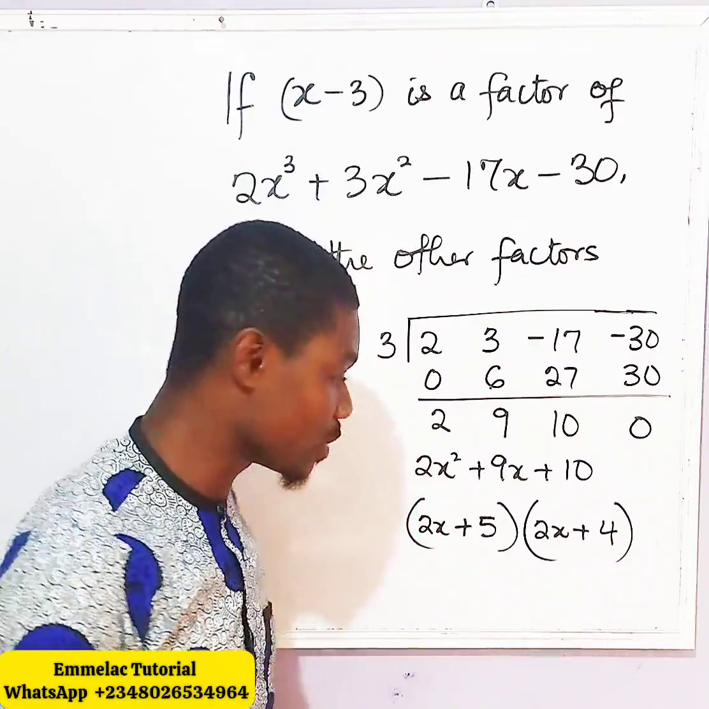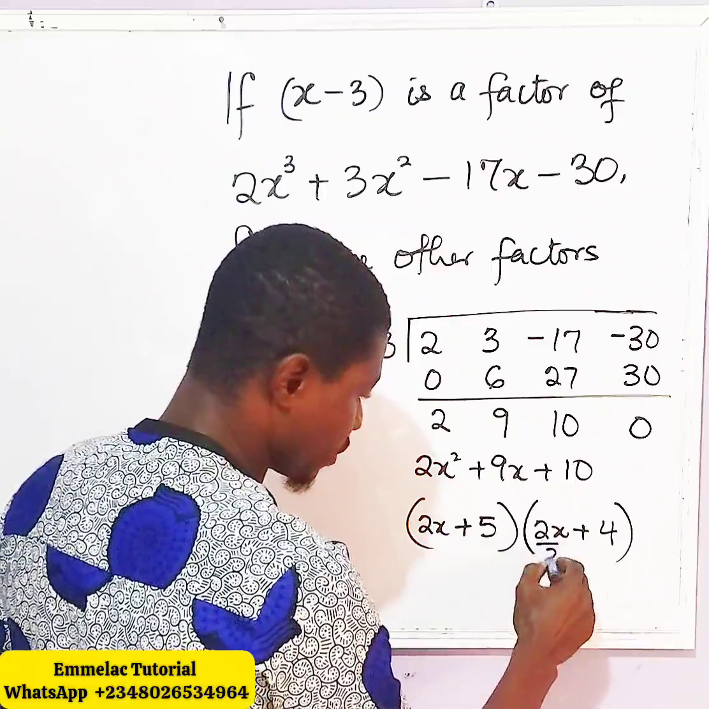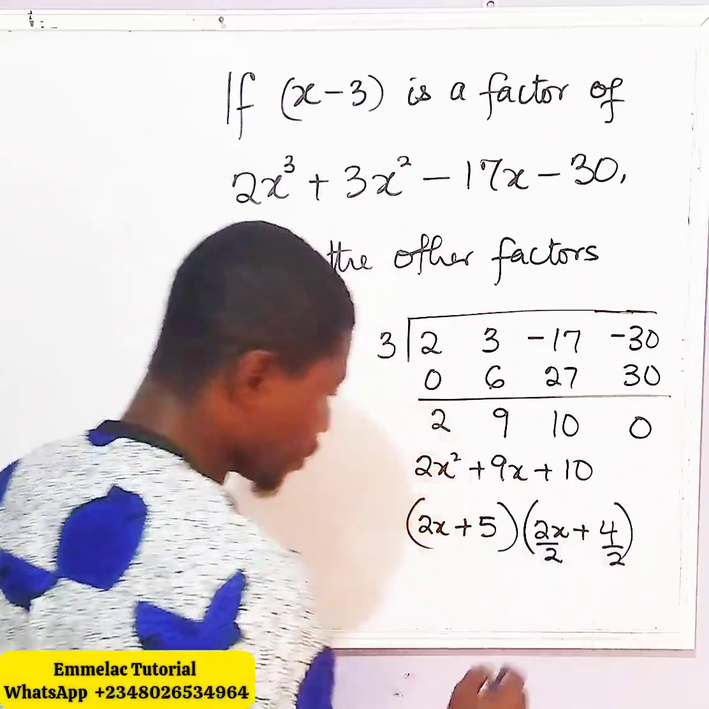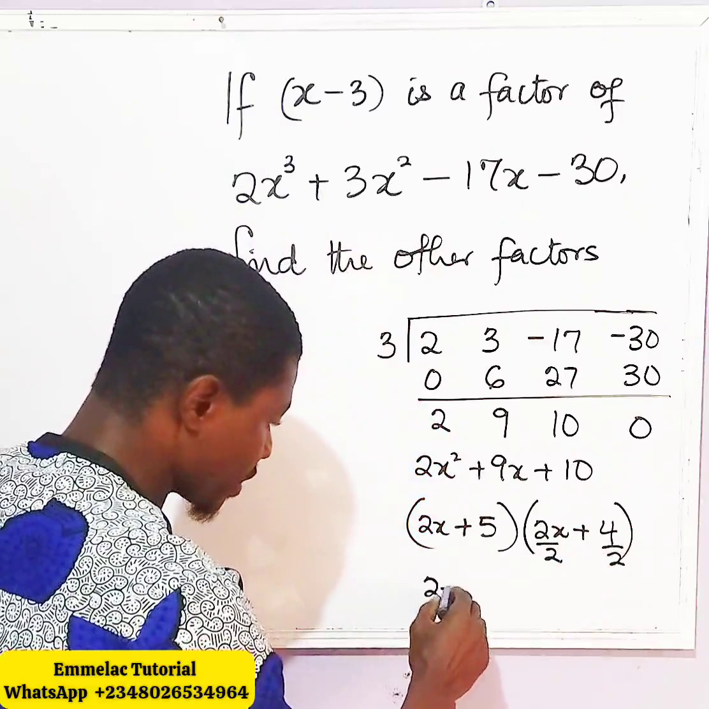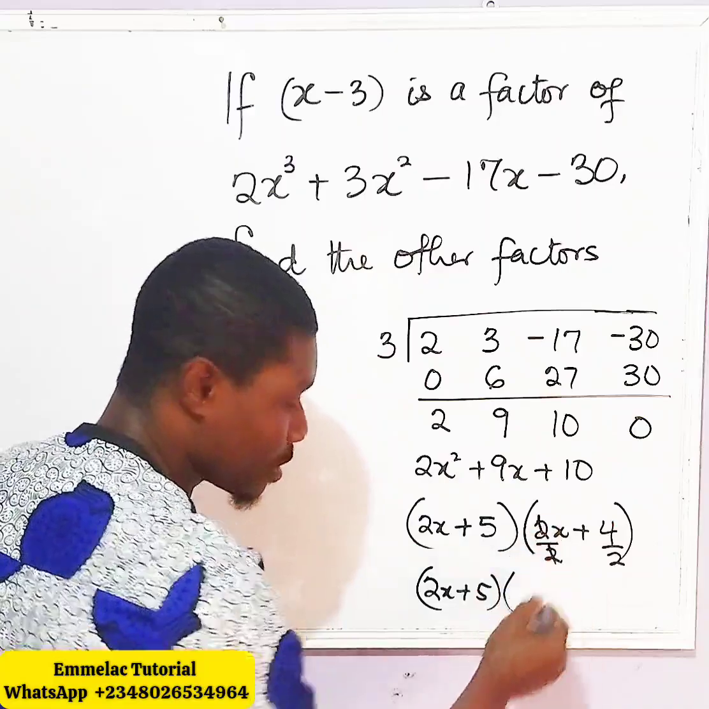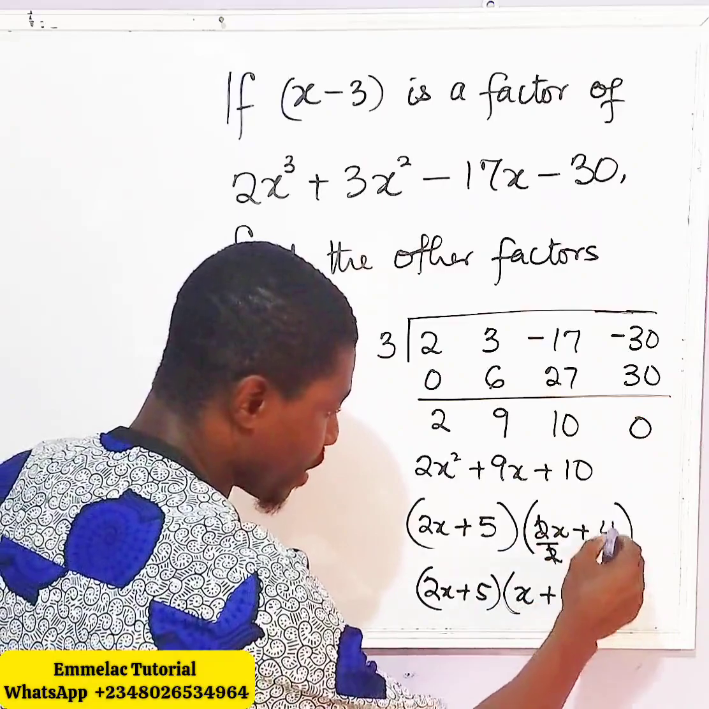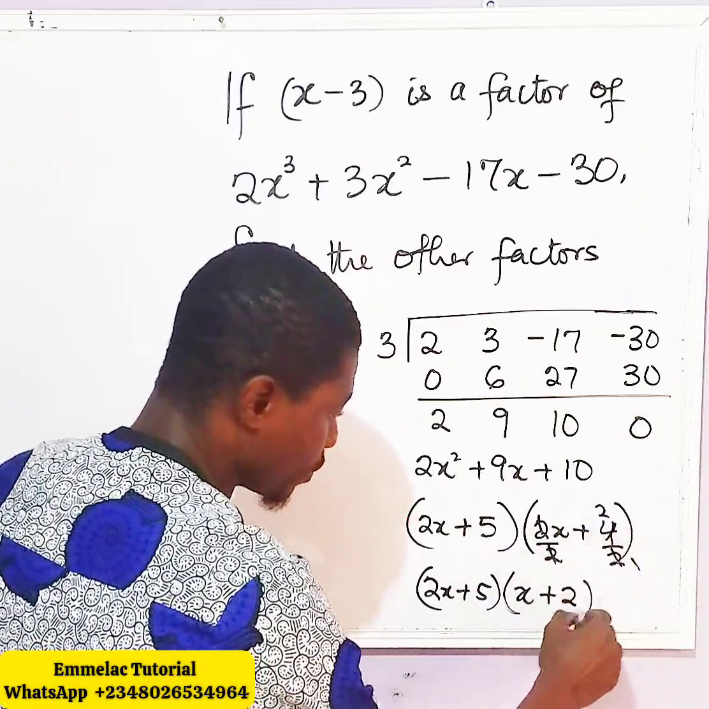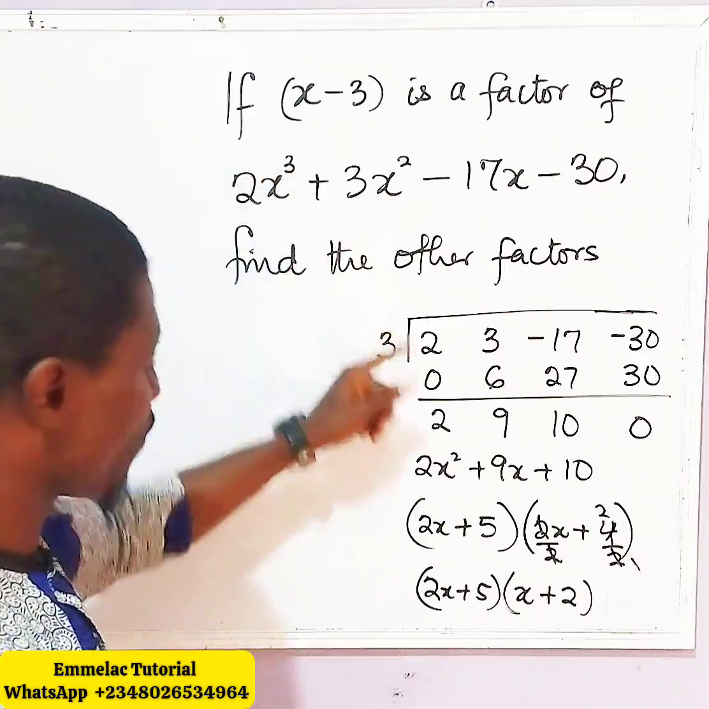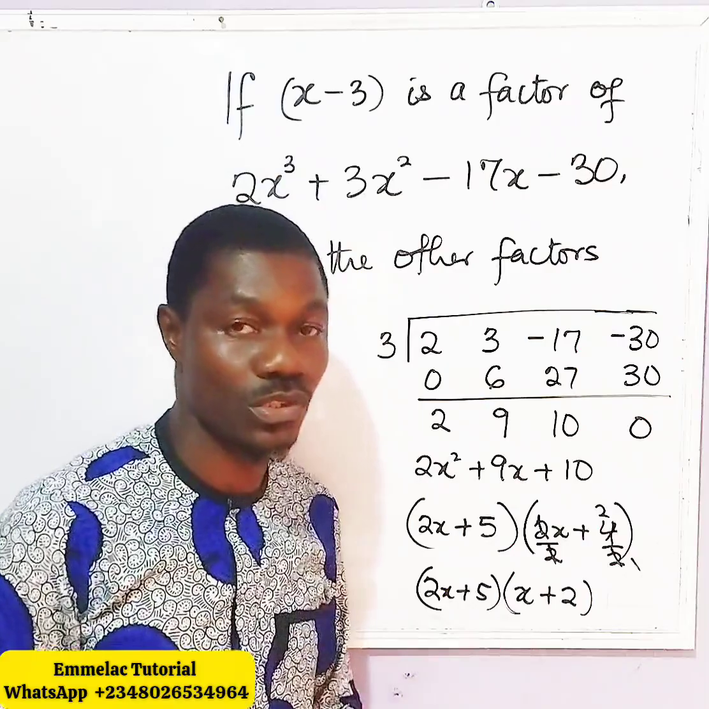But looking at this term here, we have a common factor, which is 2. You can just divide through by 2, so we have 2x plus 5. Then when we divide through here, we are left with x plus 2. So the other two factors are 2x plus 5 and x plus 2.